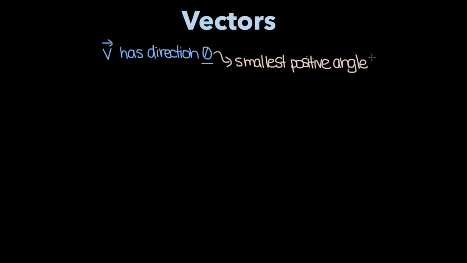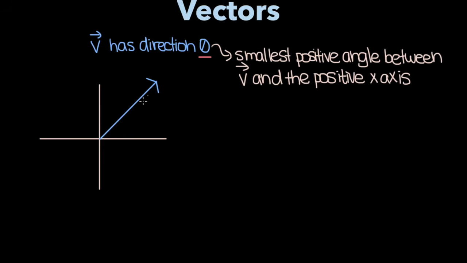Alright, the last thing I want to go over is the direction of a vector. Let's say vector v has direction theta. What does this theta mean? Well, in this case, theta is going to be the smallest positive angle between the vector and the positive x-axis. For example, if this was our vector v, the direction would be this angle.